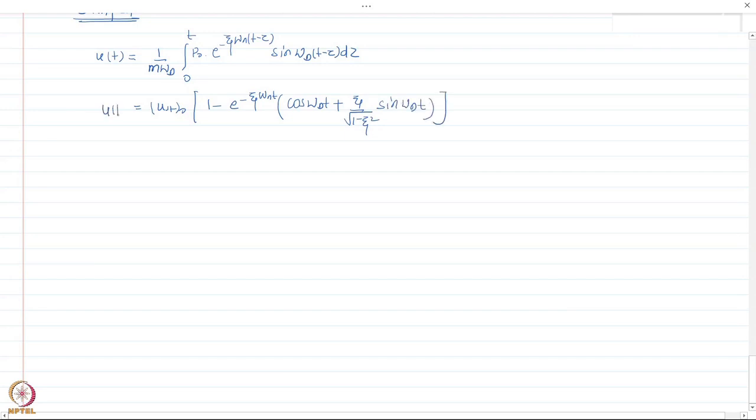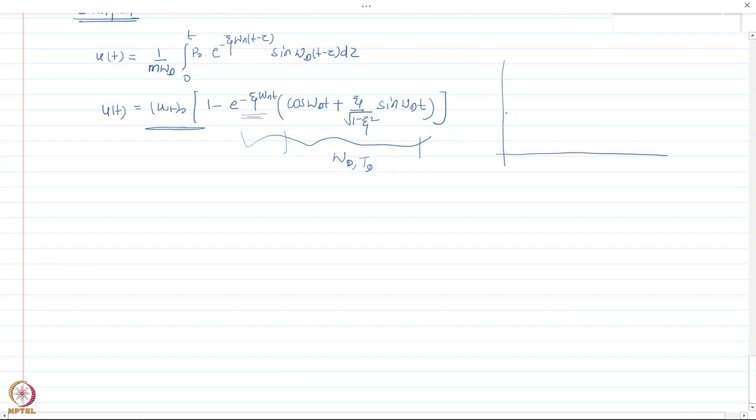All right, this is what you get. And if you see again, this is oscillating about this U_st. However, the second term now oscillates with the frequency omega d, or time period T_d. But with time, because of this exponential term, the amplitude starts to decrease.